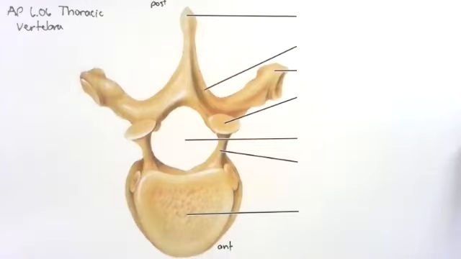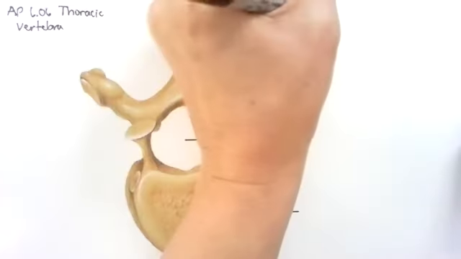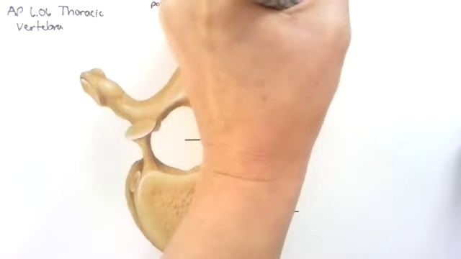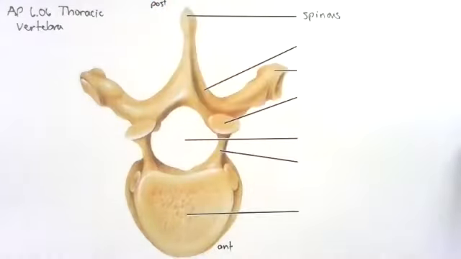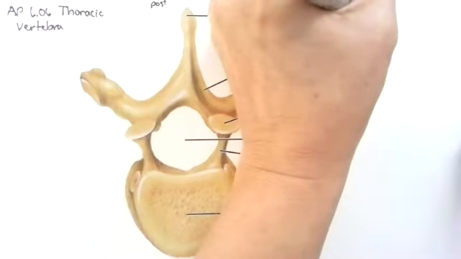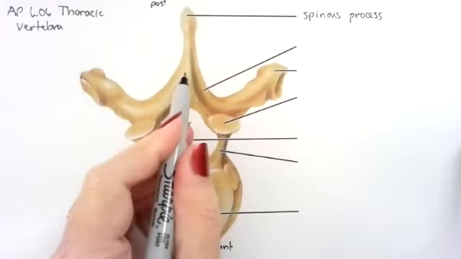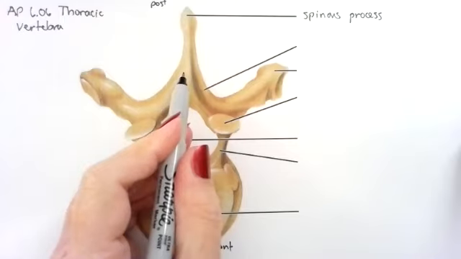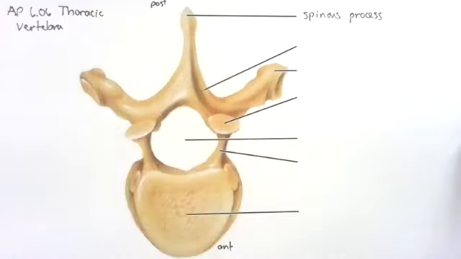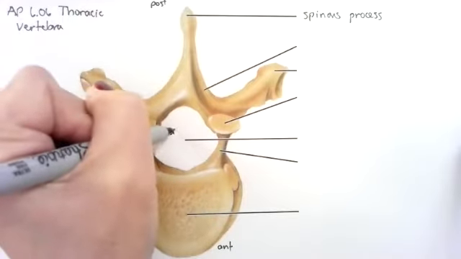It's anterior. So that means that this is going to be the spinous process. So let's label the things we said that all vertebrae have. Spinous process. And you'll notice it's not forked. It's a nice straight process that comes directly out from the vertebra. We have our vertebral foramen.